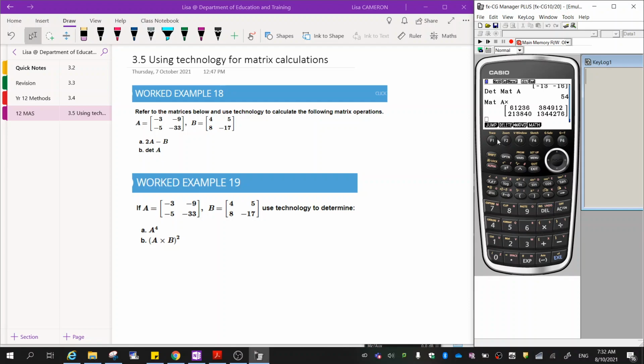So times option matrix mat alpha B. That's all going to be in the bracket to the power of 2. I need the bracket at the front as well.